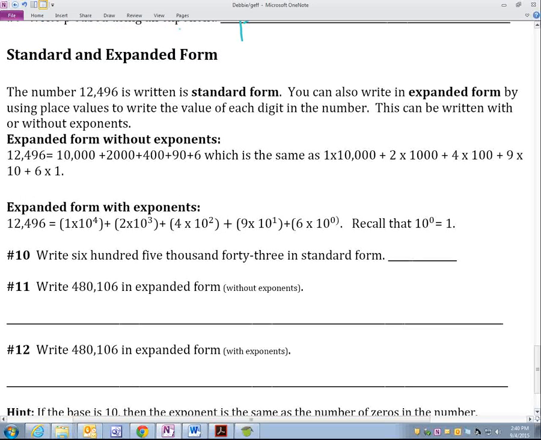Now, expanded form. Expanded form with the number 12,496. That's down here, written as 12,496. You take the 10,000, because 10,000 is written right here. You have 2,000, 2,000 is written right here. 400, 400 is written right here. 90, that's right here. And then the 6. That's expanded form without any exponents. You could also do it with exponents, and that same number is represented here.